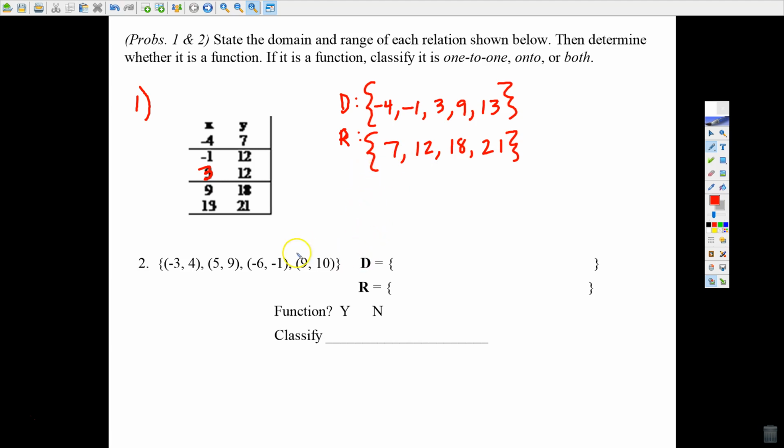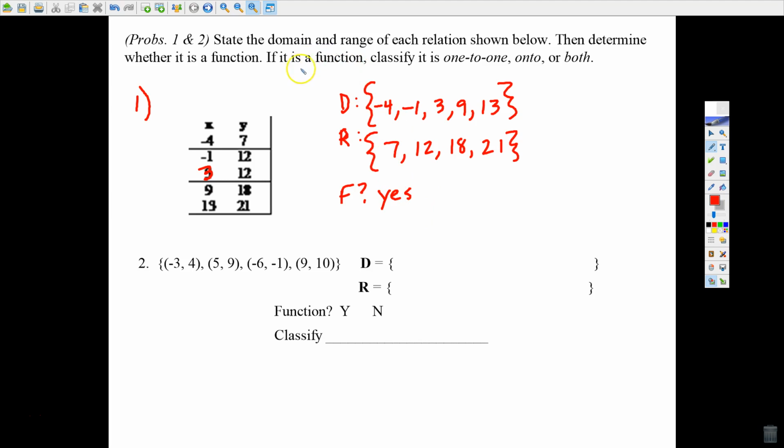The next thing we should do, according to the directions, is say whether or not this is a function. And the way we can tell by looking at a set of ordered pairs is we're looking to see if there are any repeats in the domain. If we have repeat x values, then this would not be a function. And so I don't see any repeats in the domain or x values, so this is a function.